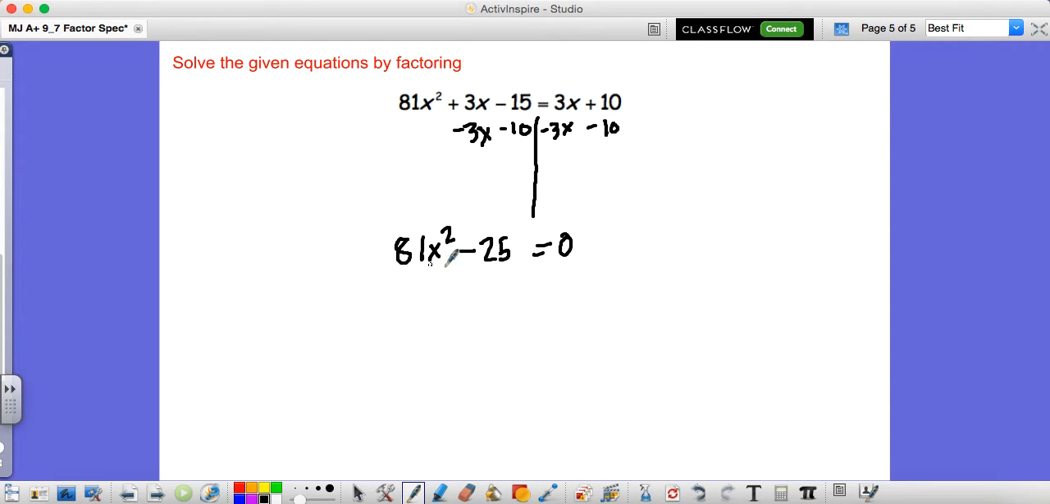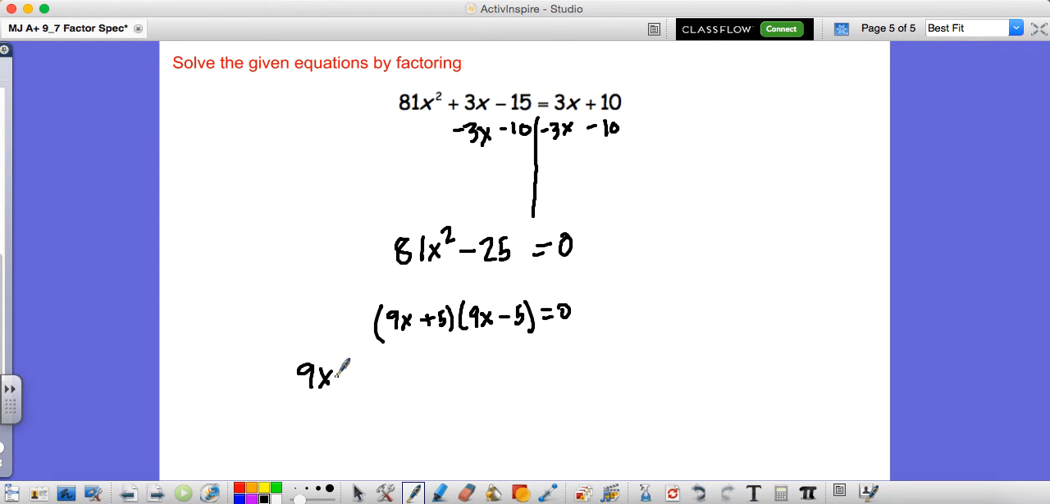Well, now we see a binomial, 81x squared minus 25. Well, this is a difference of squares because 81x squared is just 9x, that whole quantity squared, minus 5 squared to get you 25. So we have 9x plus 5 times 9x minus 5 equals 0. So now we have to do a little bit more work to solve.